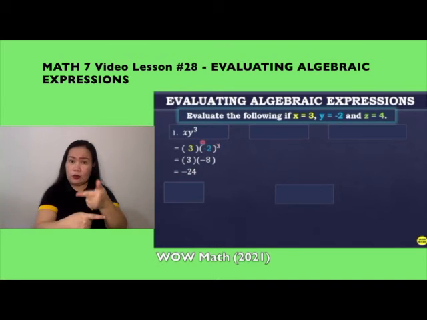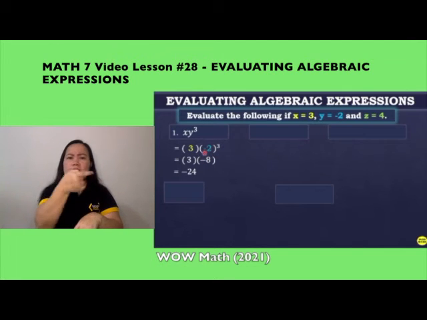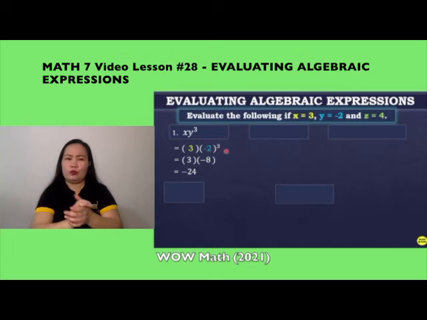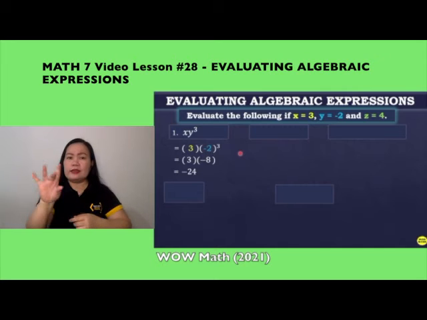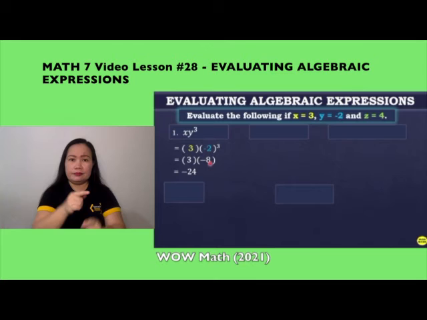Kung nahihirapan kayong intindihan paano naging negative 8, i-expand nyo to. Tatlong negative 2. Magsulat kayo sa papel. Tatlong negative 2. And then multiply. Negative 2 times negative 2, positive 4. Positive 4 times negative 2, negative 8. Okay? So, the answer is negative 24.